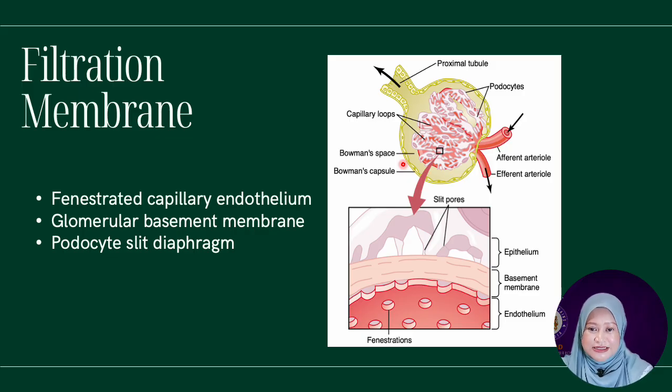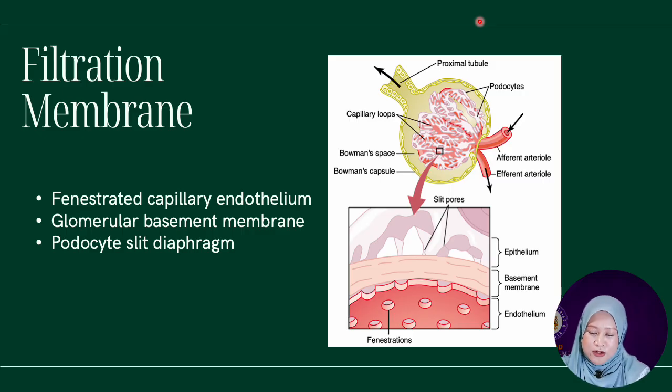The filtration membrane has three distinct layers, and each layer plays a role in determining what can pass from the blood into Bowman's space. The first layer is the fenestrated capillary endothelium. These endothelial cells have small pores or fenestrations. These openings allow water and small solids to pass through easily, but they are small enough to prevent blood cells from crossing. So under normal conditions, red blood cells and other formed elements remain inside the capillaries.